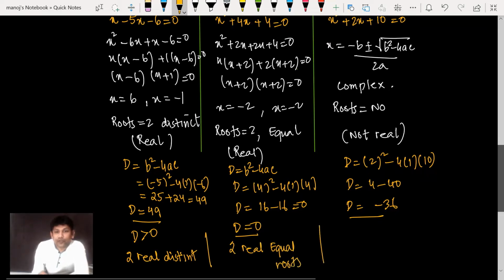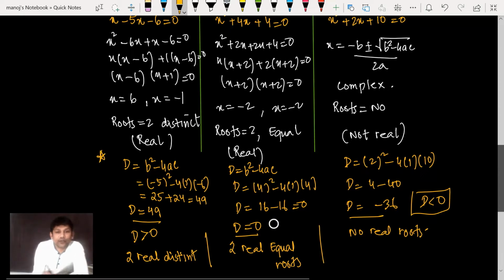Okay, when D is less than 0, meaning negative, we can write less than 0. So when we write less than 0, it means there will be no real root. So we have proved that by using the discriminant we can use this method.